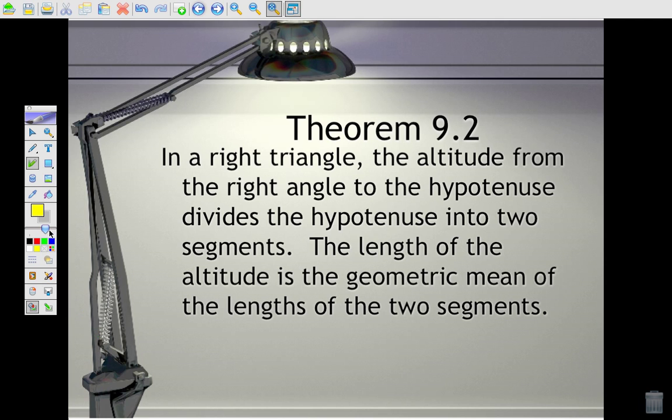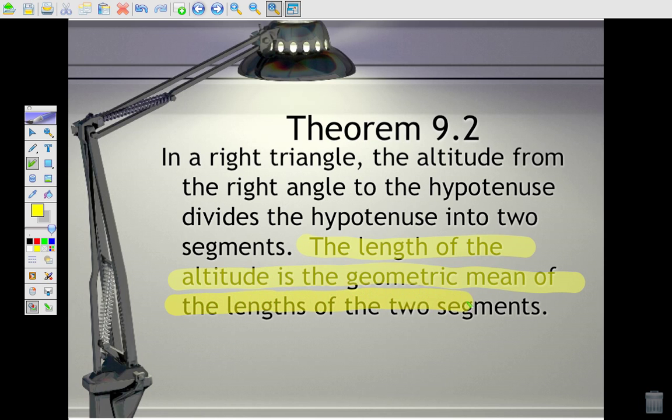Okay, second theorem has to do with that same right triangle. If we draw that altitude in, then we have a theorem that says this: the length of the altitude is the geometric mean of the lengths of the 2 segments. So really the part that I just highlighted is what you need to get into your notes. So as long as we have a right triangle with an altitude.